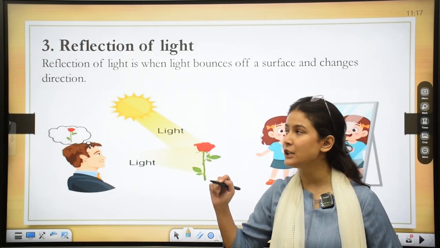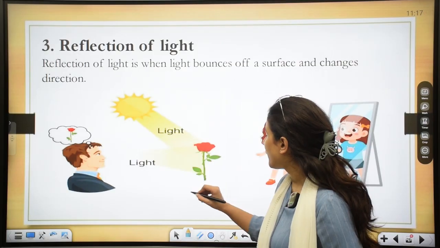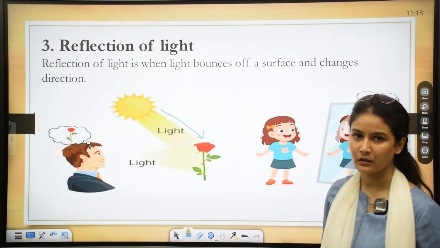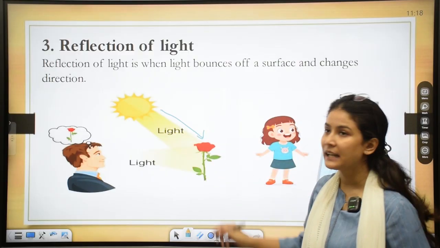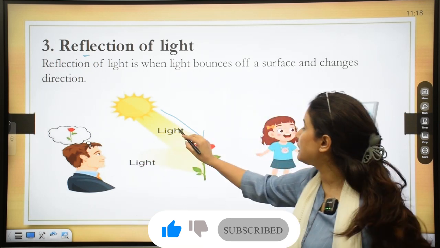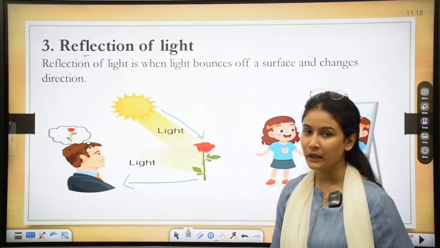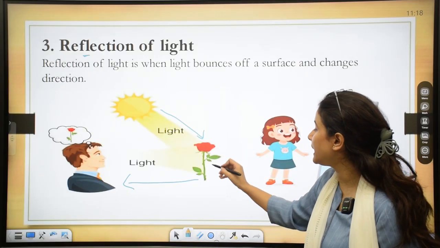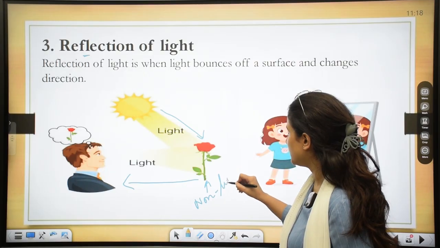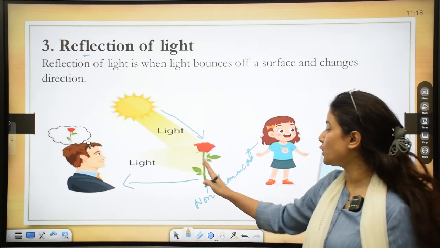Now, I said that I will teach you this in the slide. So this is the slide we were talking about. See, from the source, light rays fall on an object. This object reflects the light, and it reaches the observer. That is why you are able to see all the objects that are non-luminescent. That is how you see non-luminescent objects.